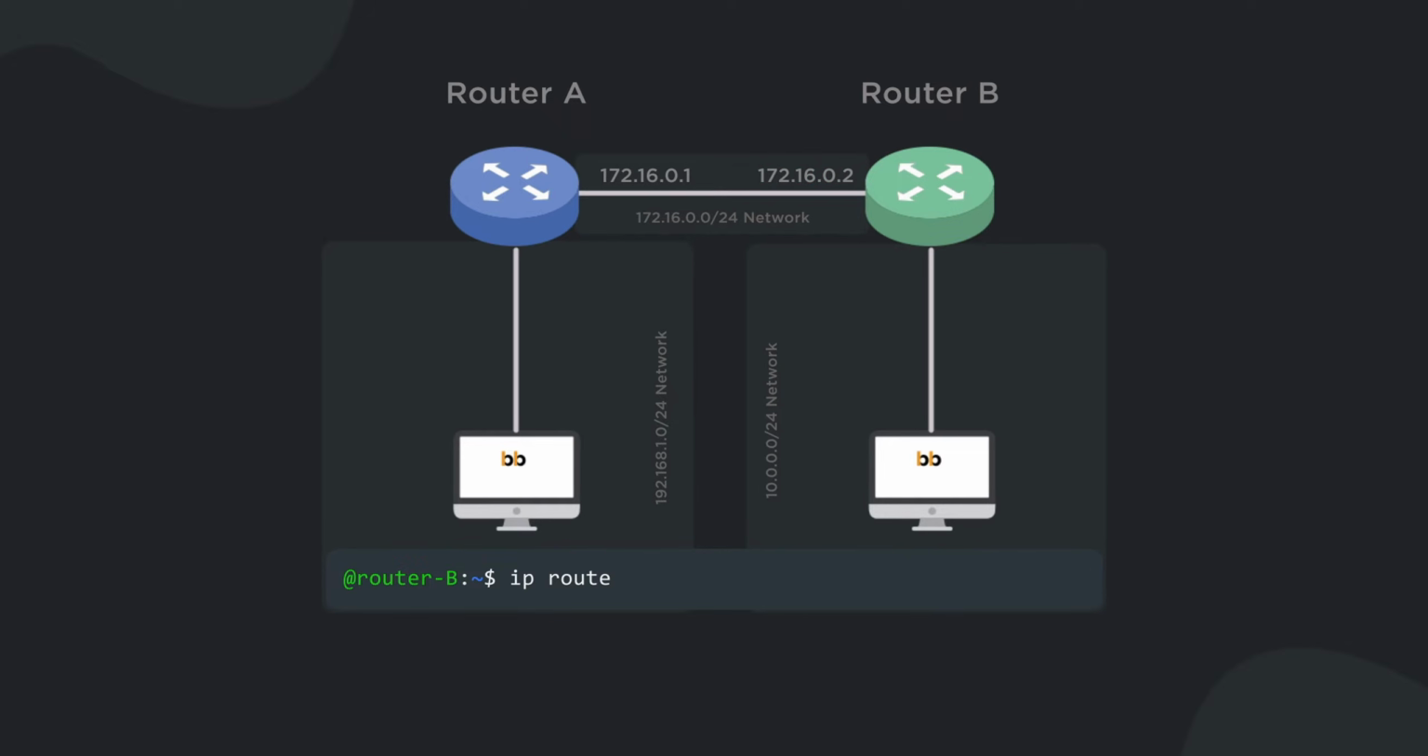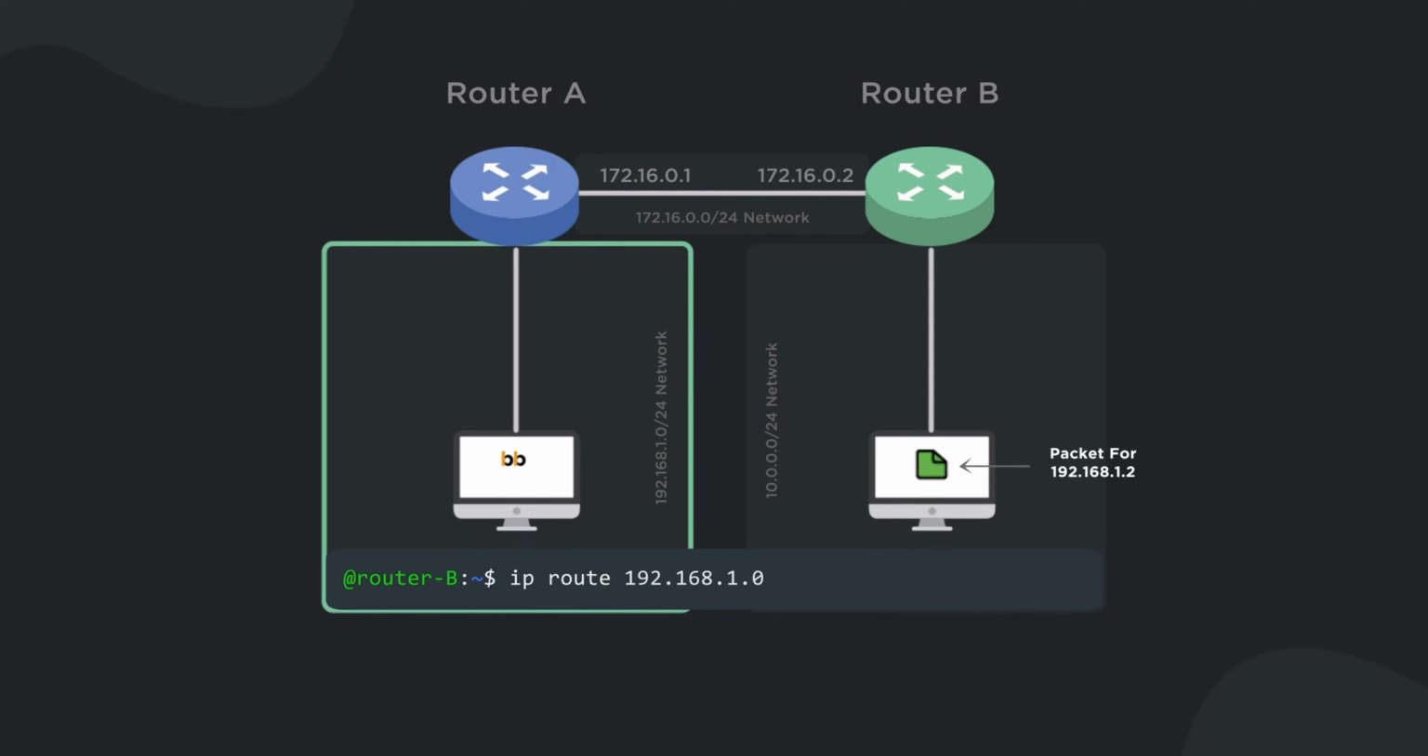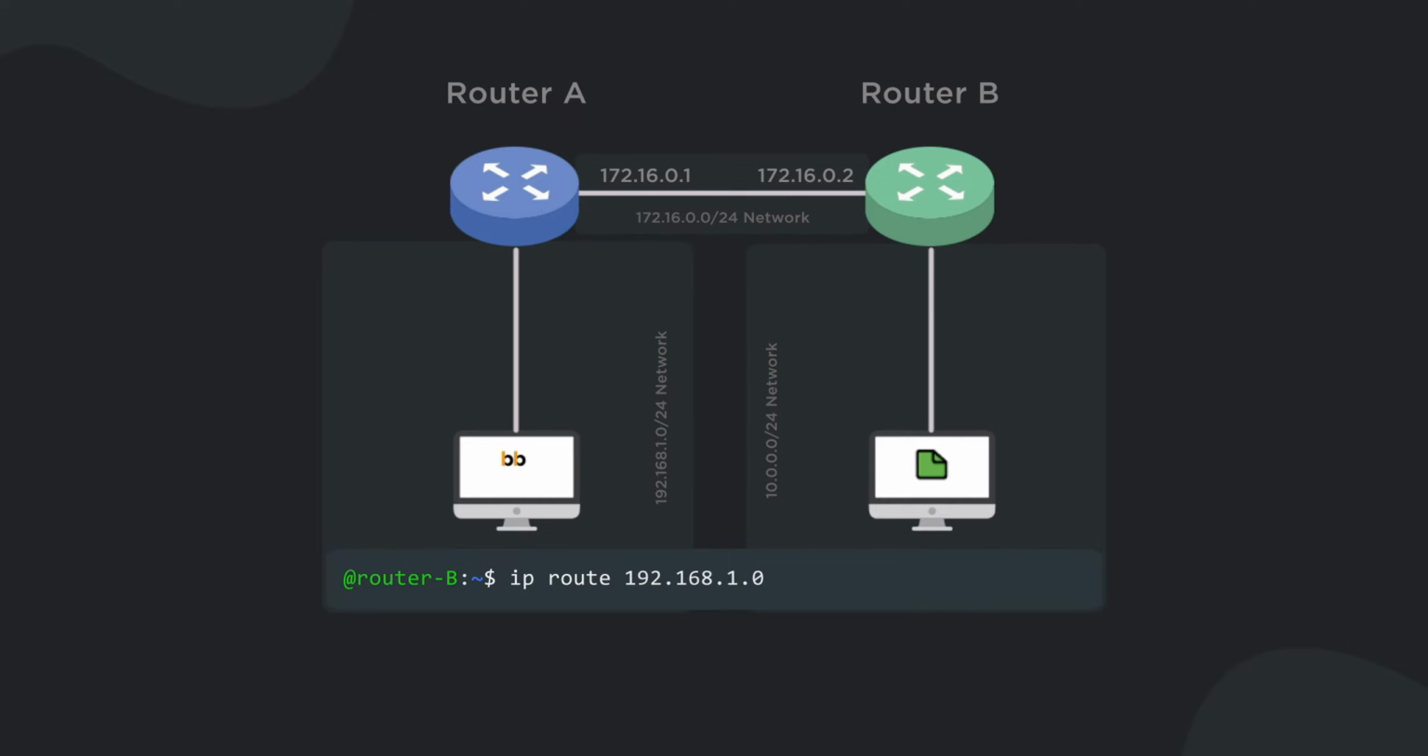Similarly, router B does not know about the 192 network, so a route has to be added such that any packet for the network 192.168.1.0 with a subnet mask of /24 should be sent to 172.16.0.1, which is this interface.